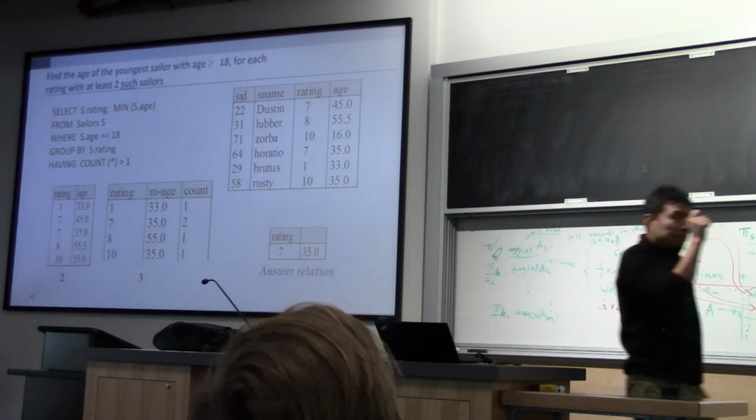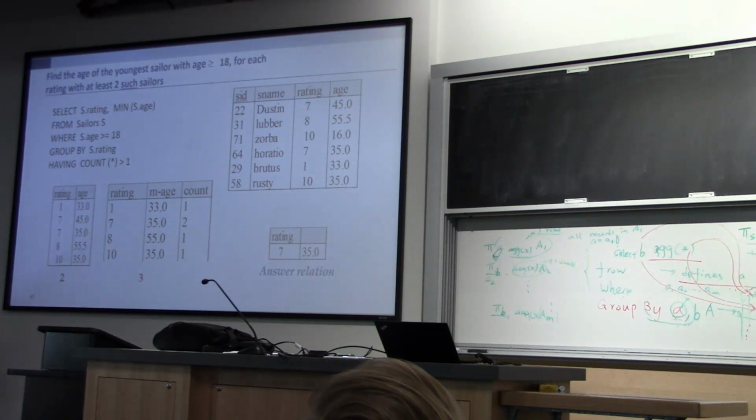Now, that being said, just like we have the constraint for the group by clause, if you try to project out something from each of the groups, that something has to be either a grouping attribute or an aggregation attribute.